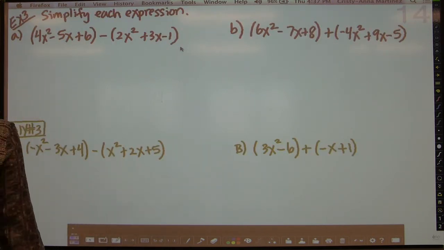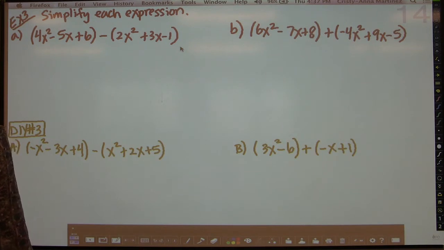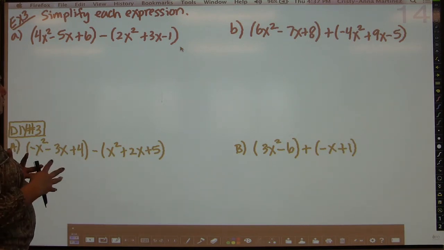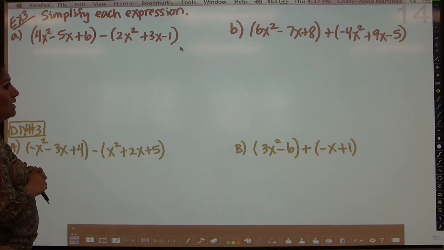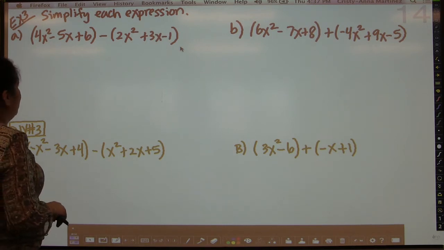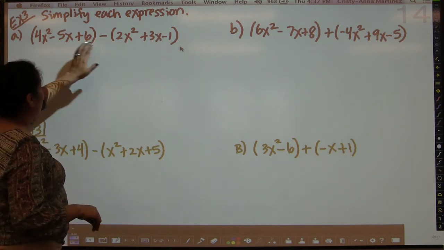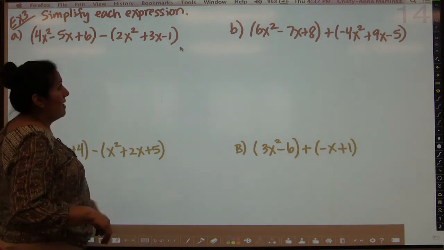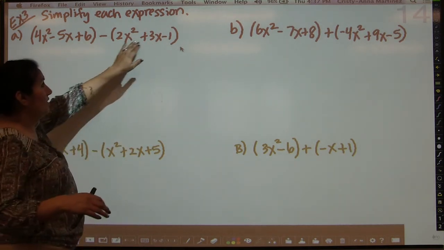All right. And then we're going to do some more simplifying of expressions, but this time pretty much with addition. And that's actually pretty easy to do. You can combine terms as long as they have the same variable and the same exponent, the same degree, okay? So I can combine x squared with x squared, I can combine x with x, I can combine constants with constants, but I can't combine x squared with x's.